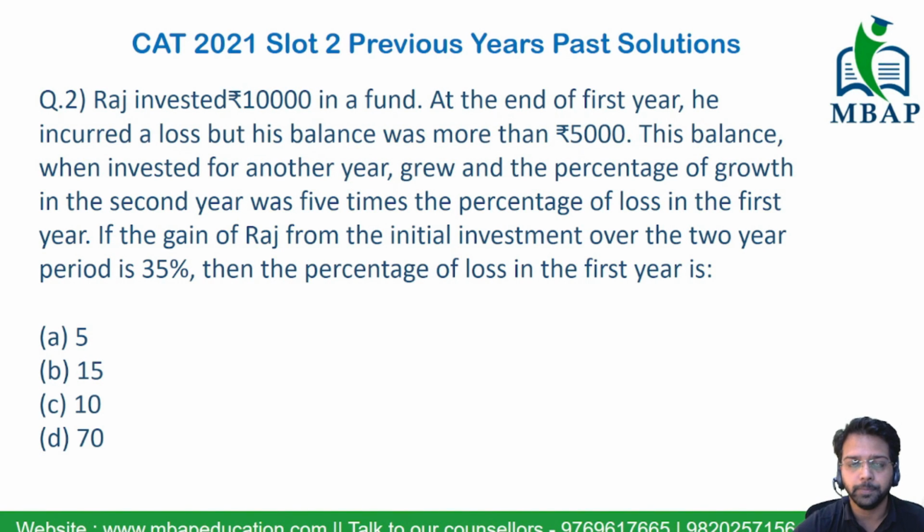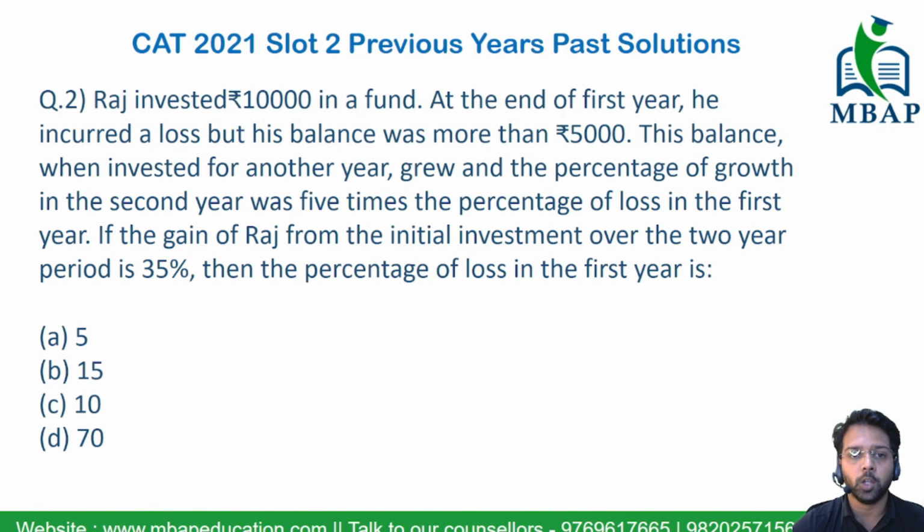Let's see the next question. The next question says, Raj invested 10,000 in a fund. At the end of the first year, he incurred a loss, but his balance was more than 5,000. This balance, when invested in another year, grew, and the percentage of growth in the second year was 5 times the percentage of loss incurred in the first year. So in the first year he incurred a loss, next year he is gaining 5 times the magnitude of the loss which he has incurred in the first year.